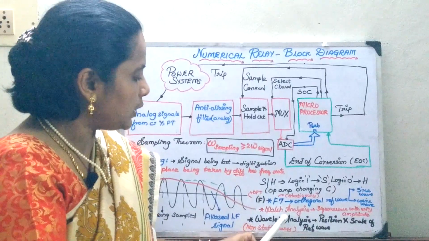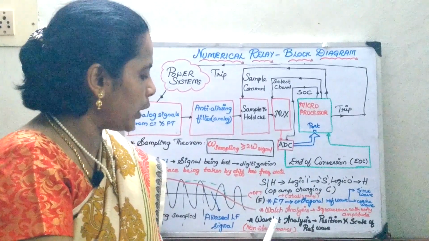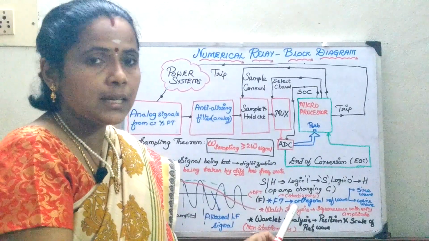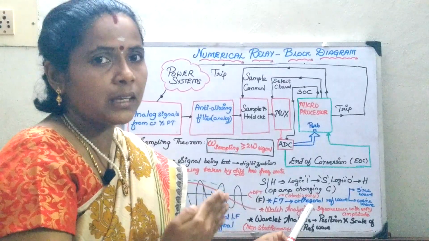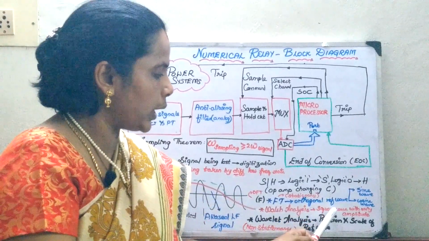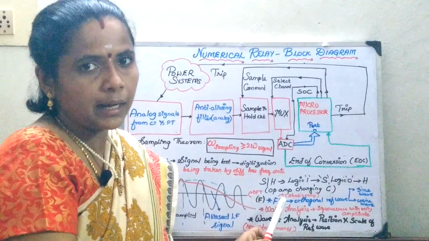Now you have two other types that could also be used, that is your Walsh analysis and your wavelet analysis. When you say Walsh analysis, it is nothing but if my analyzing reference wave is a square wave with unit amplitude, then it is called Walsh analysis.